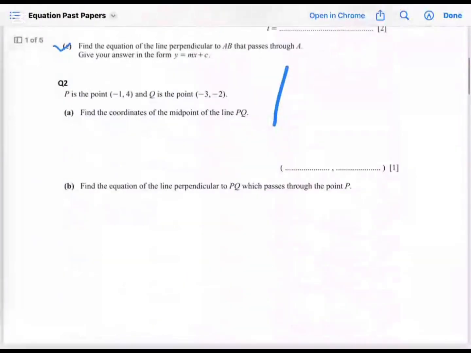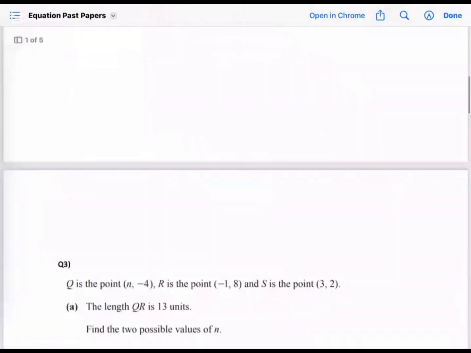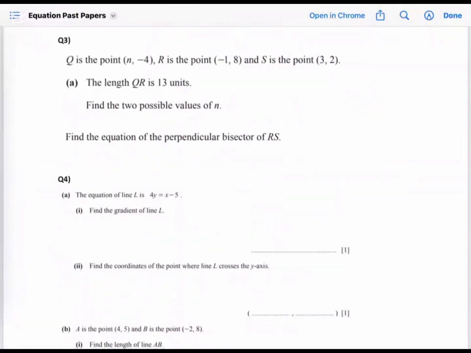Well done. Now, the next question: find the coordinates of the midpoint and find the equation of the perpendicular bisector. This is the homework question. You have to solve it. It is the same question that we have done right now, so you have to complete it.